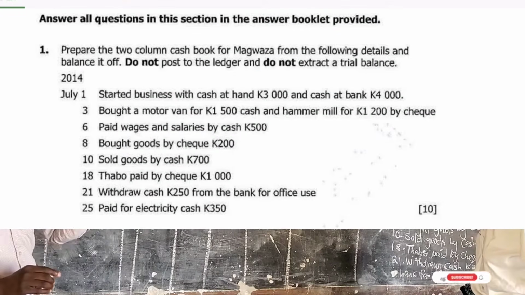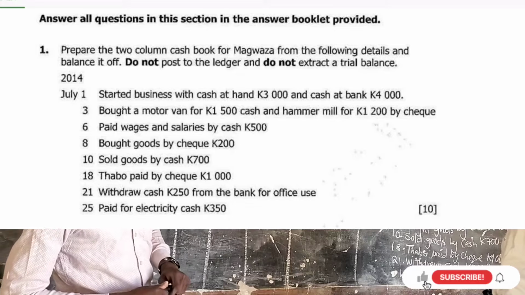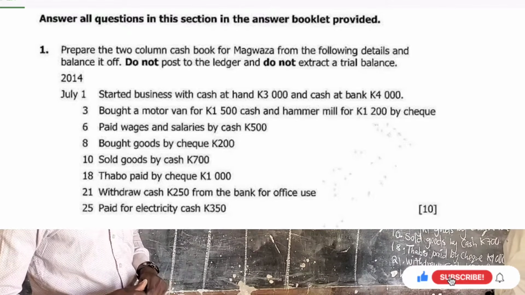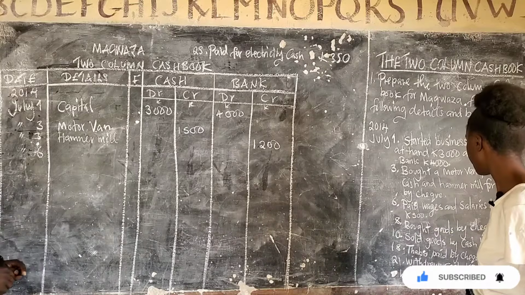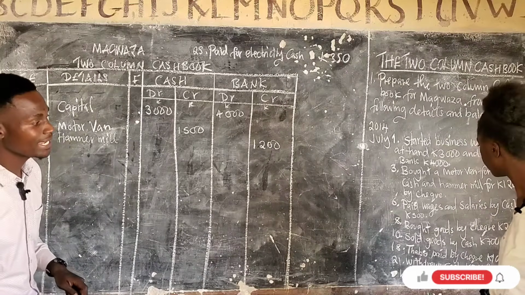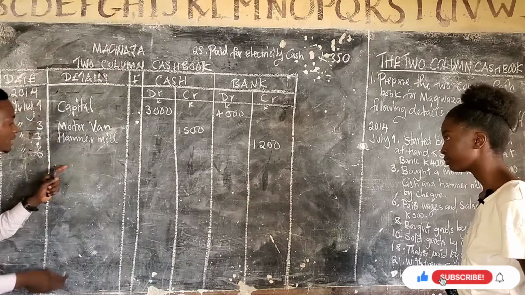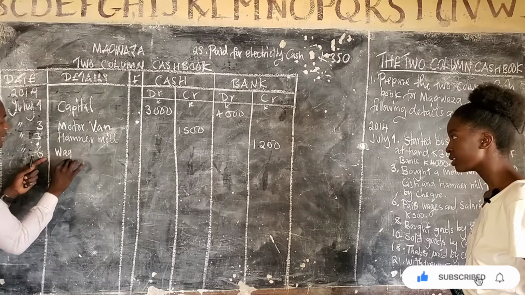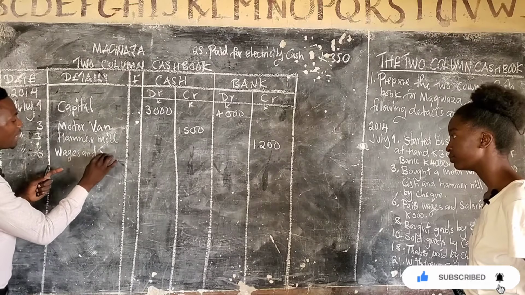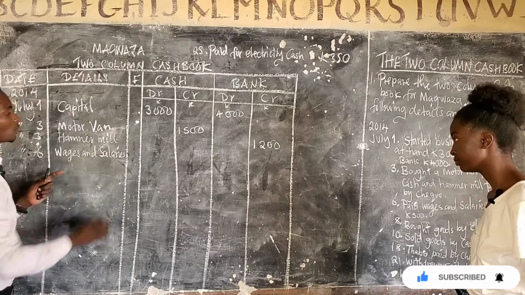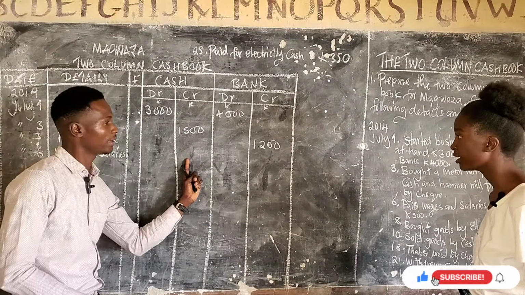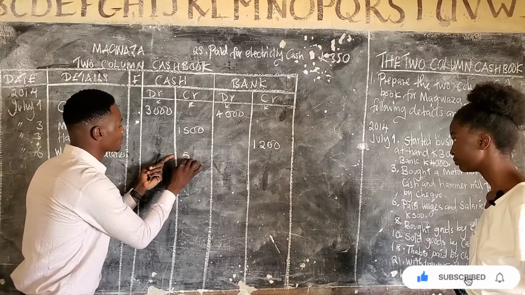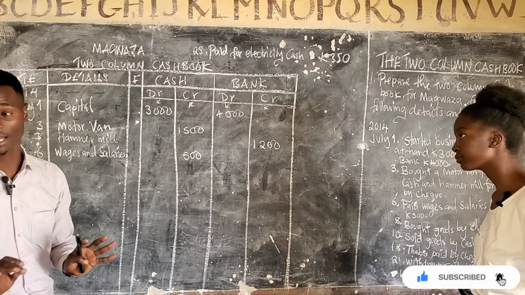Nothing happened on the 4th July, even 5th. So from 3rd to 6th July, what happened? Paid wages and salaries by cash. What am I going to write in the details here? Wages and salaries. We paid by cash, so I'm going to credit cash. How much? 500. So I'm going to write 500 here. As simple as that.